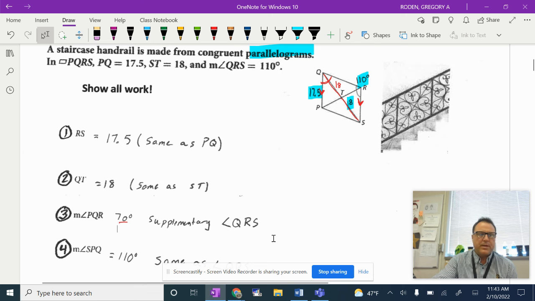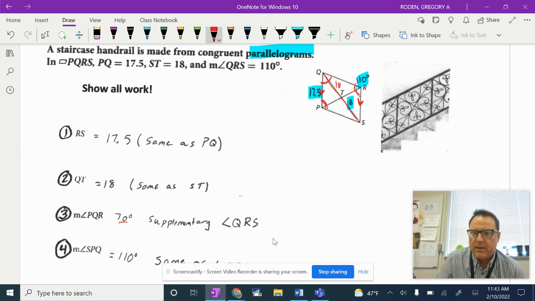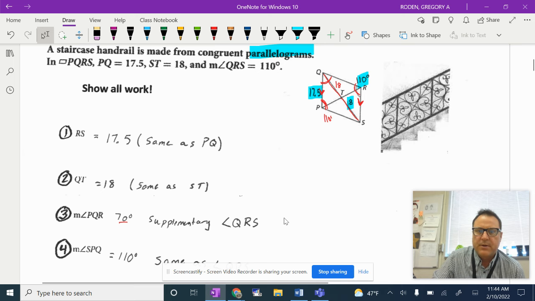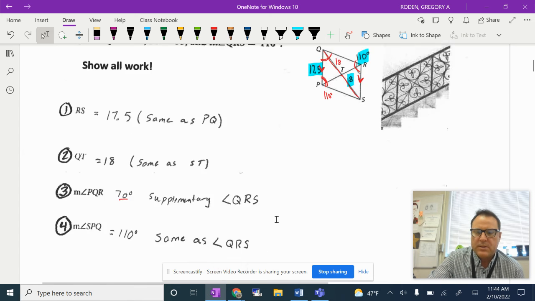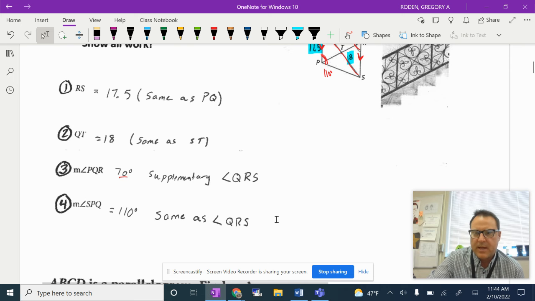And then the last one is SPQ. SPQ is this angle right here. It is opposite of the given angle QRS. And so opposite angles on a parallelogram are equal. So that's why that is 110 also. So this is 110 right here. Okay. Hopefully that was helpful on those first few. If you have any questions, just come see me if you don't see what's happening in this video.